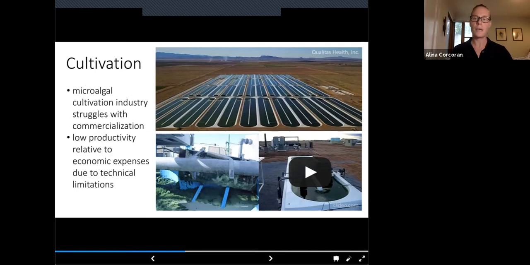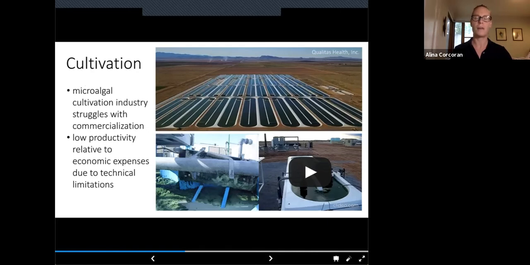These are a few images of algal cultivation systems. The top image comes from a farm in New Mexico. Really, really cool place. It feels like you're out at the ocean. When you're there, it smells like the ocean, and there are 1 and 2 acre ponds. We can harvest these algae through filtration or with technologies that come from wastewater treatment plants.